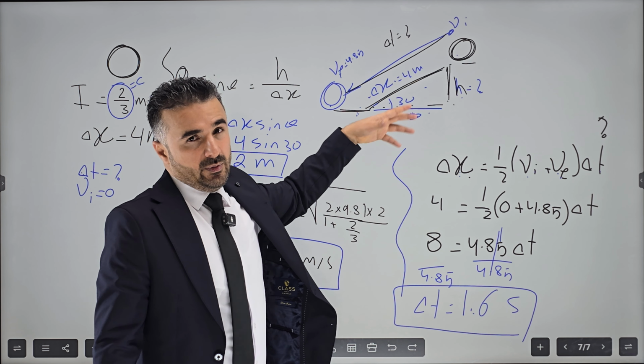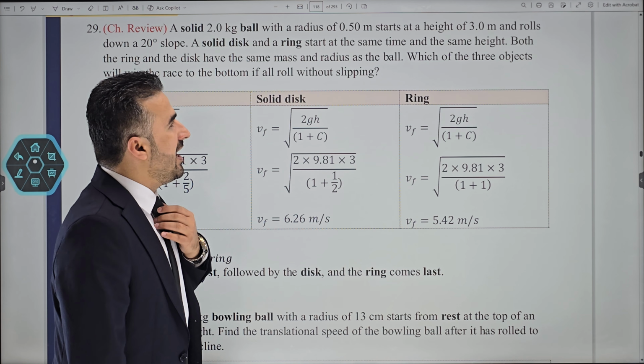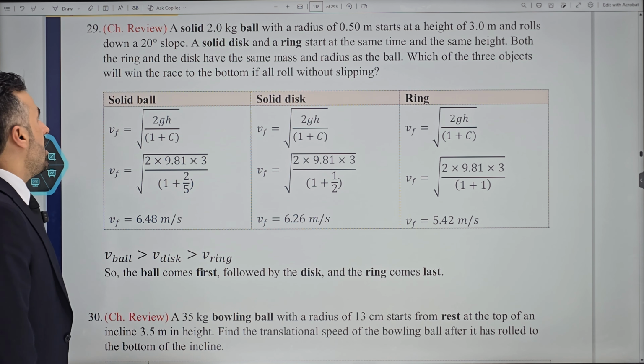What else do we have? Now there's another question here. It says, actually, we've done this one before. It says a solid 2 kilogram ball with a radius of 0.5 starts from a height of 3 meters and rolls down a 20-degree slope. A solid disc and a ring start at the same time and at the same height. Both the ring and the disc have the same mass and radius as the ball. Which one of these objects will win the race to the bottom if all roll without slipping?